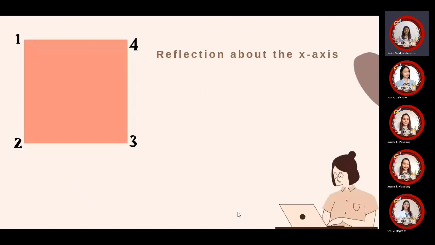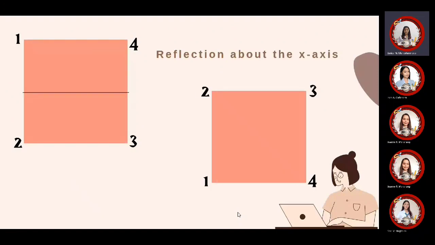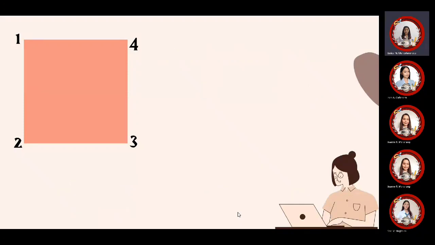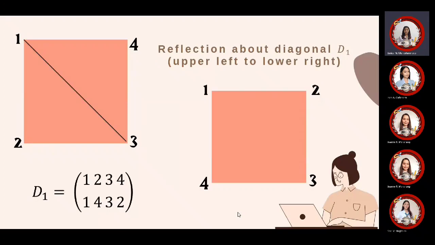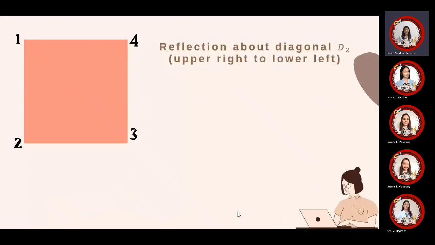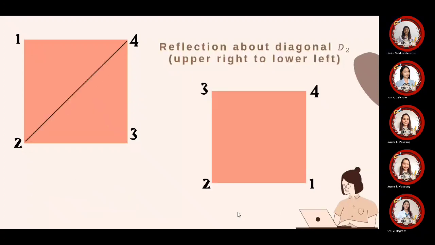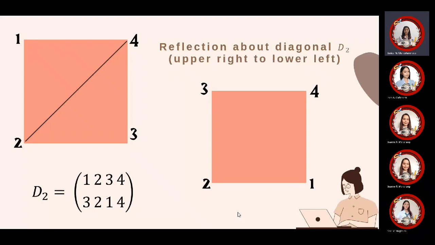Next, we have the reflection about the y-axis. So 1 maps to 2, 2 maps to 1, 3 maps to 4, and 4 maps to 3. Next, we have the reflection about the diagonal. So the diagonal is D1. So we have 1 maps to 1, 2 maps to 4, 3 maps to 3, and 4 maps to 2. Next, we have D2, which is the other diagonal, equals 1 maps to 3, 2 maps to 2, 3 maps to 1, and 4 maps to 4.